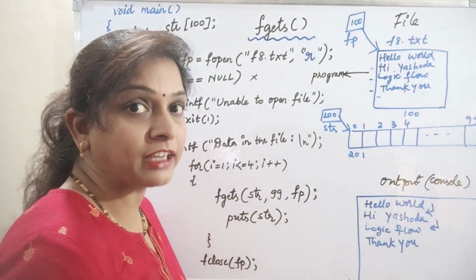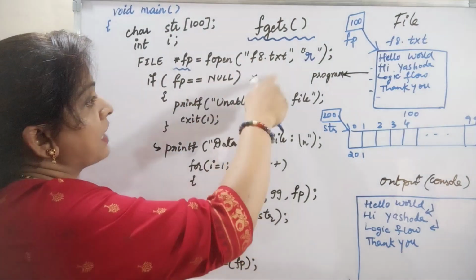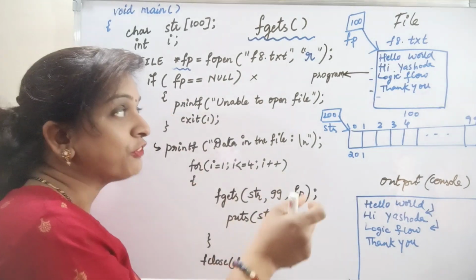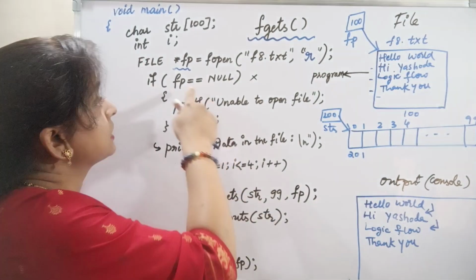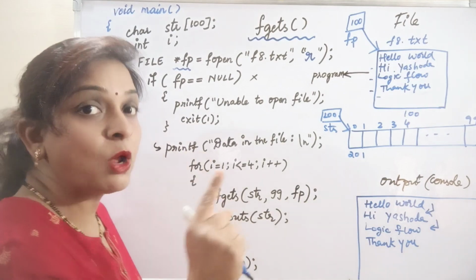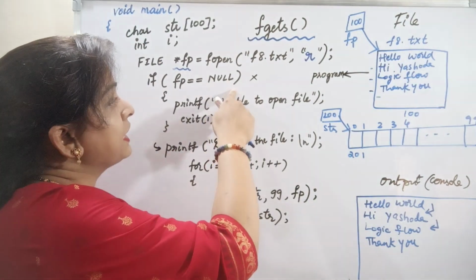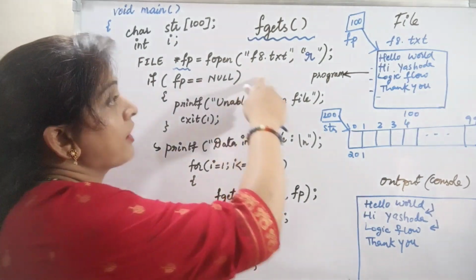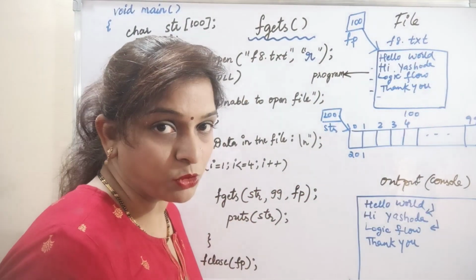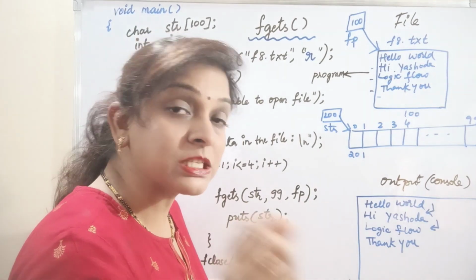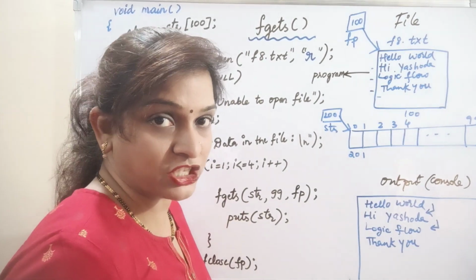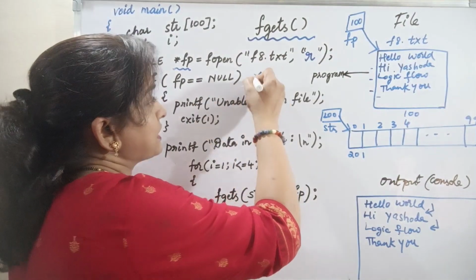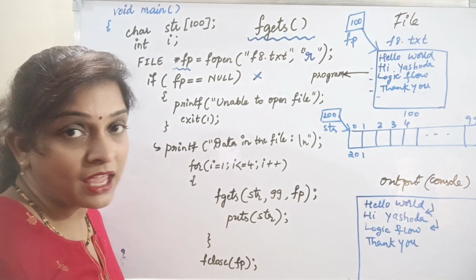So I need to read the data from the file. The address of that file will be held in this file pointer fp. If that file does not exist, this pointer fp will hold null. If it is holding null, then I should get a message, unable to open the file. But f8 is an existing file that I am using, so it is not pointing to null. It is pointing to the address of that file f8. So if I check the condition fp equal to null, the condition will not be satisfied. This block will not be executed.